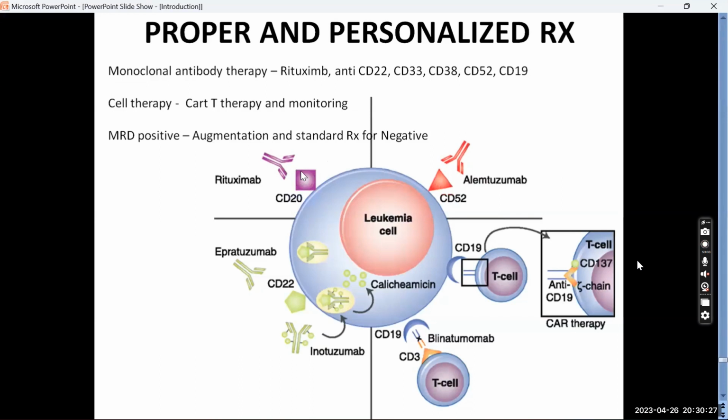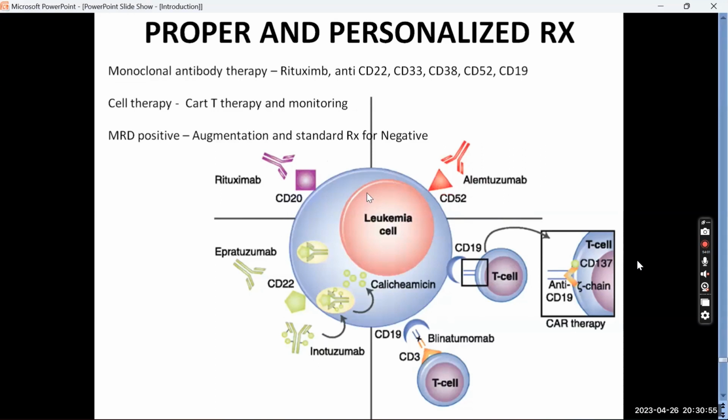So these are some of the antigens against which immunotherapy is available: CD20, CD52, which is called alemtuzumab, and CD19, for which there is blinatumomab, which is basically a bispecific T cell engager targeting CD19. You can use CAR-T therapy, where the T cells go and attack the CD19 positive cells. For CD20, I told you, there is anotuzumab.